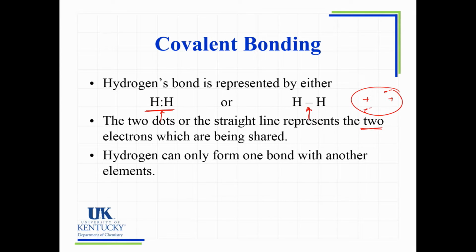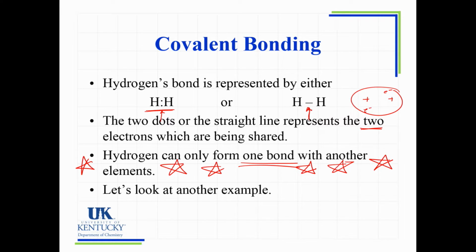Now, hydrogen can only form one bond with another element. That's all it can do. Can't do any more than that ever, and you're going to be tempted. That's why I'm doing all of this. You're going to be tempted to forget that. Hydrogen is not trying to get 8. It is only trying to get 2, and as soon as it has that single line there, it has the 2 electrons it needs. Let's look at another example that involves hydrogen.